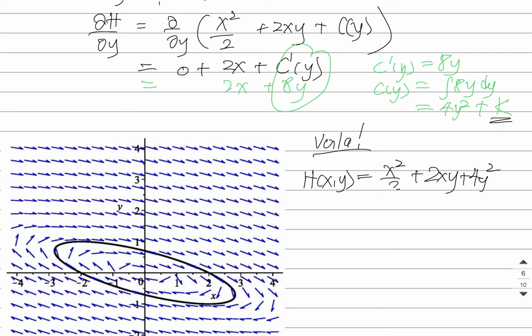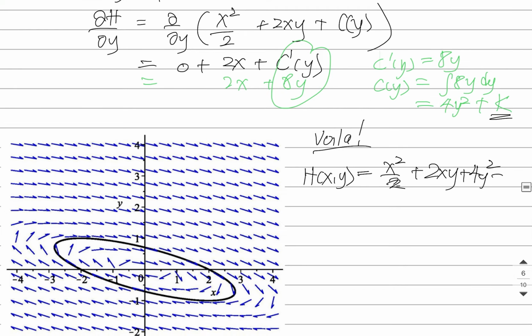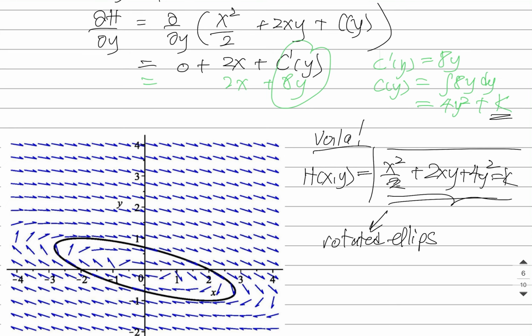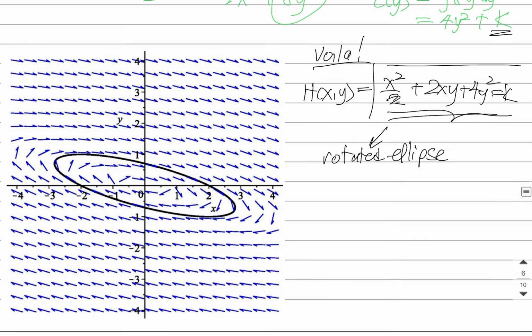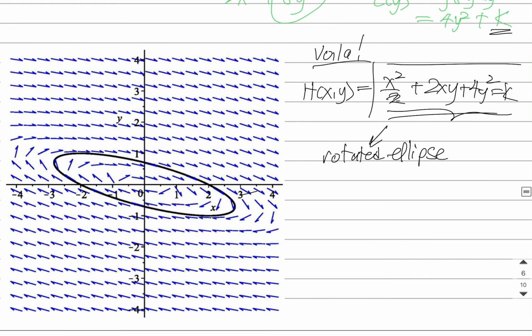And this is the point. And what this expression is right here is a rotated ellipse. And if you're seeing this picture, this is an overlay of the slope field of this system along with this equation. Now, this particular level curve comes from the initial conditions.